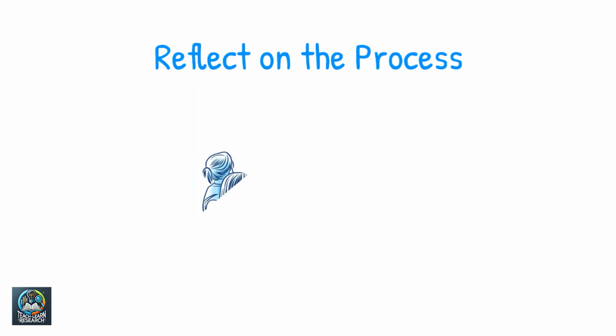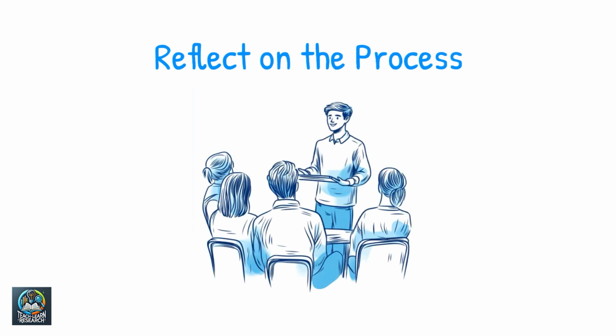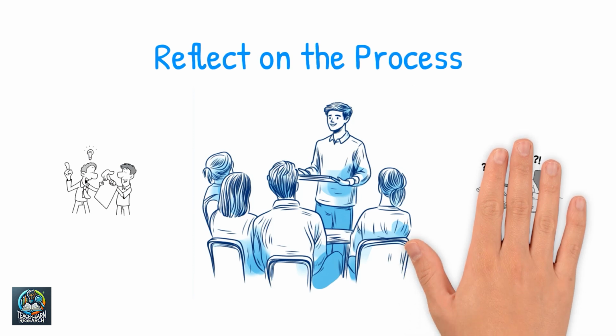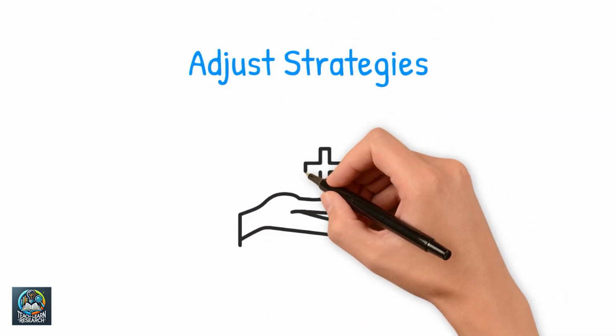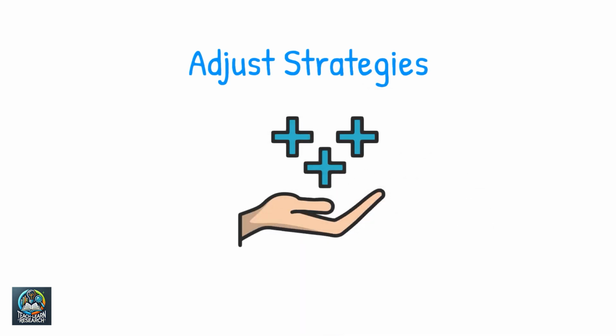Reflection. Reflect on the process. Ask students to reflect on how noticing text features impacted their understanding. What did they find useful? Were there any challenges? Adjust strategies. Based on reflection, provide additional support or practice as needed.